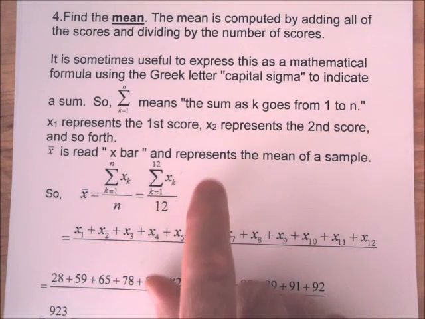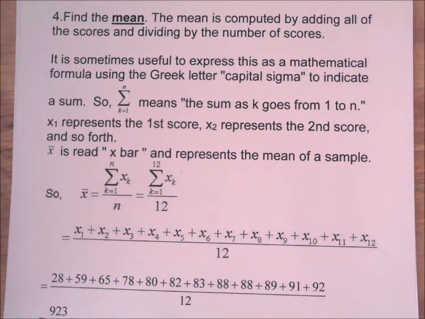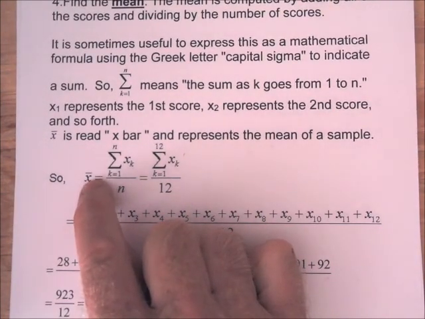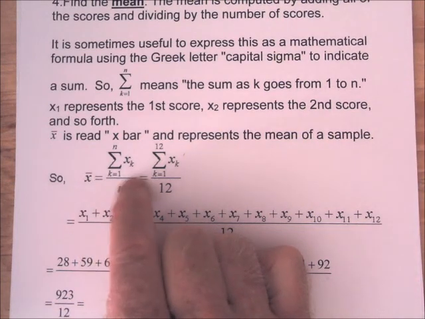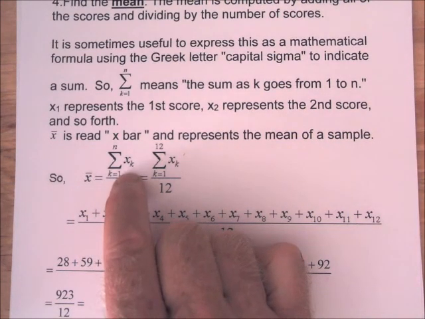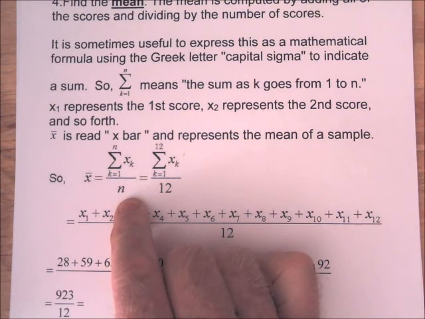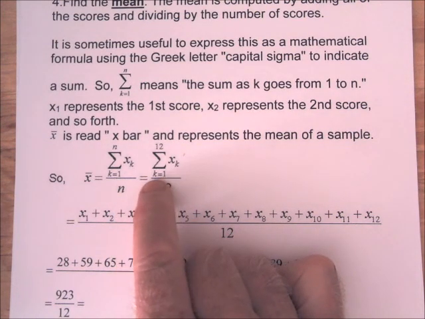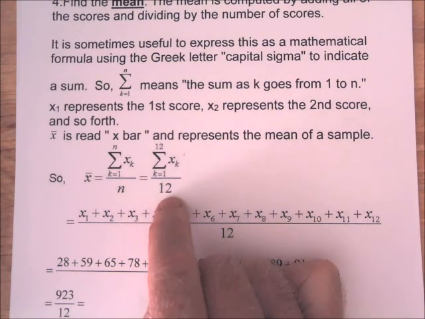Okay, so x1 would be the first exam score, x2 the second exam score, and so forth. The symbol for the mean is x with a bar on top. It's x bar equals the summation as k goes from 1 to n of xk over n. In this case we have 12 exam scores, so n is 12. So it's going to be the summation as k goes from 1 to 12 of xk over 12.